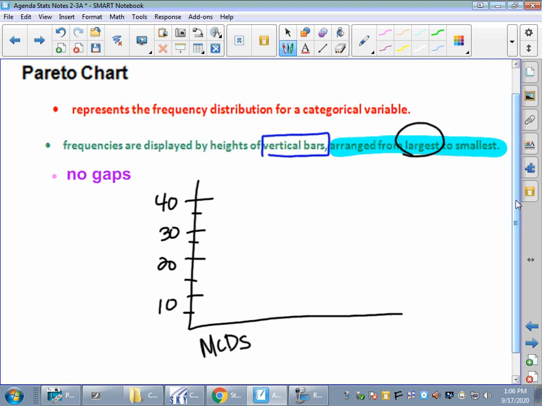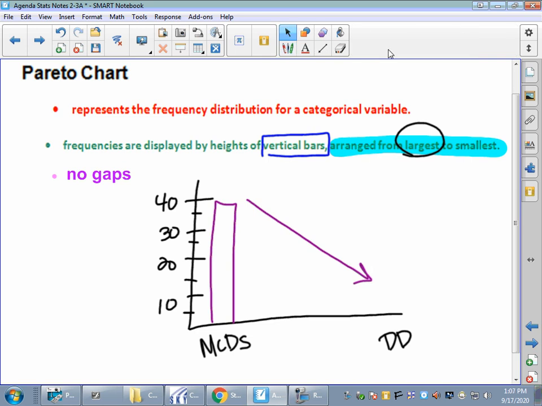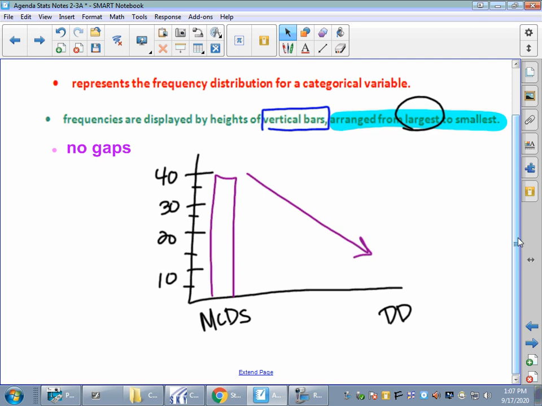What was it again? I can't remember. Dunkin', right? I'll call it DD. I'm old-fashioned, Dunkin' Donuts. So all of our bars would be descending. I don't think I need to do that. I think I have a question. Do I have a question? Nope, I don't even have a question.